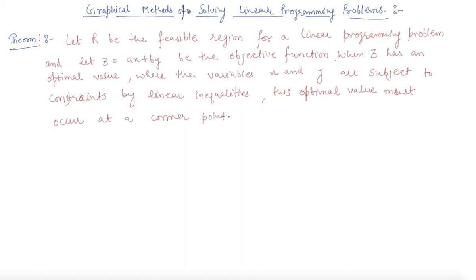This means in this chapter we will be given a lot of inequalities of the form z is greater than or equal to ax plus by, z is less than or equal to ax plus by, and we need to solve these graphically, and we will get the optimal solution at some corner point. Let me write theorem number 2, and then we'll discuss further.